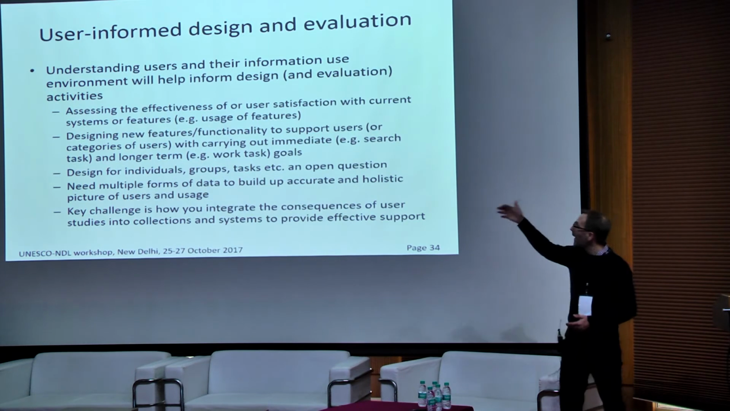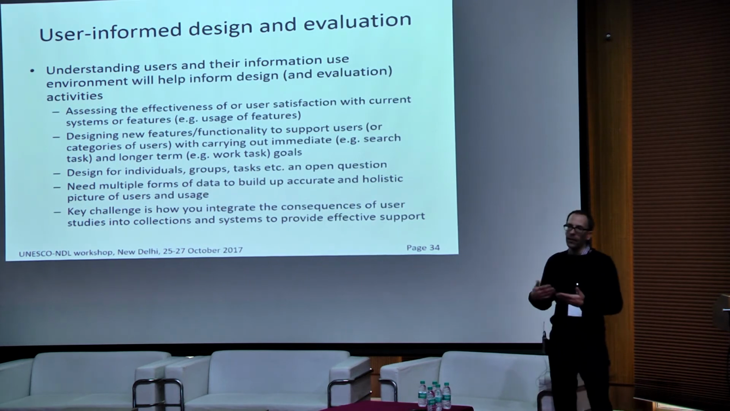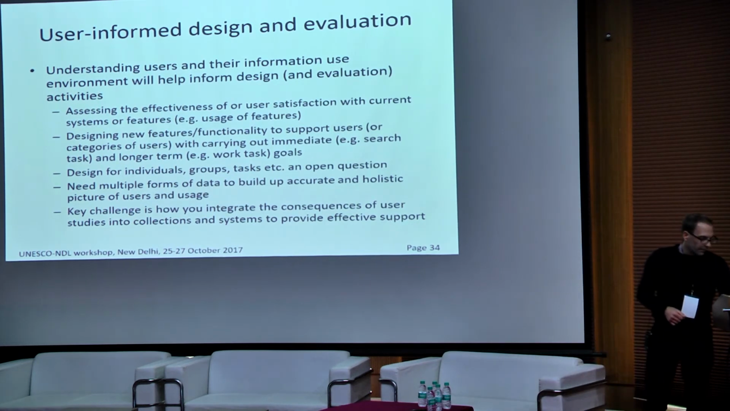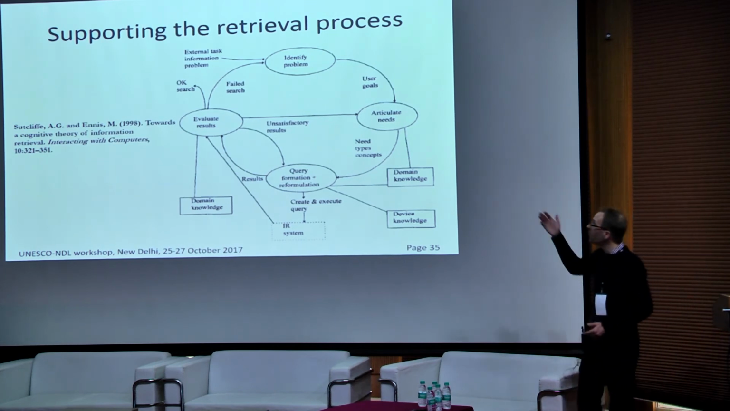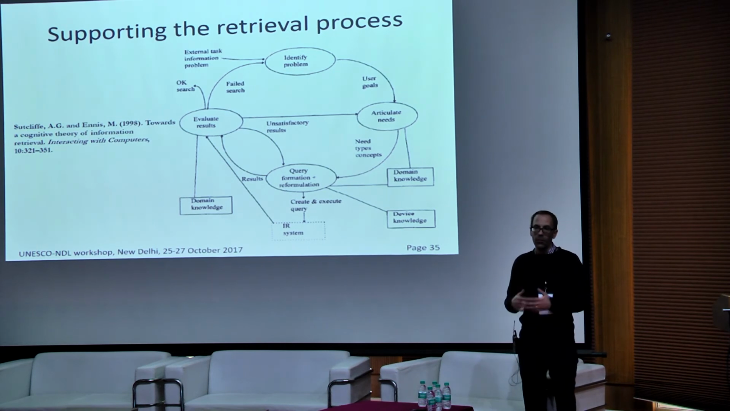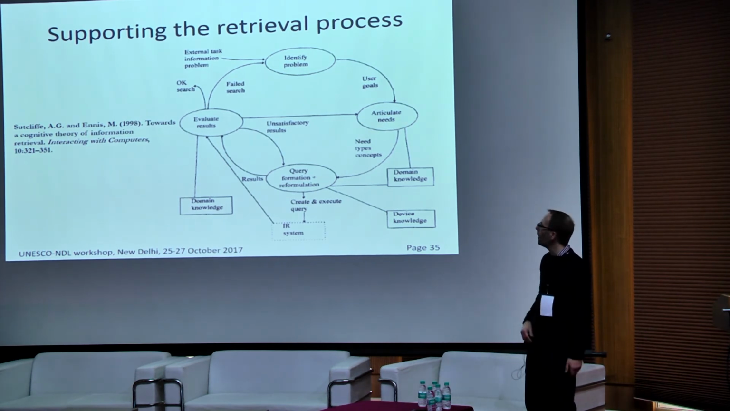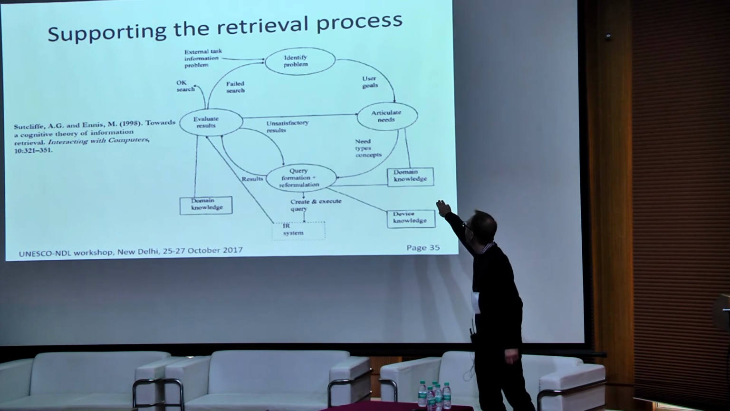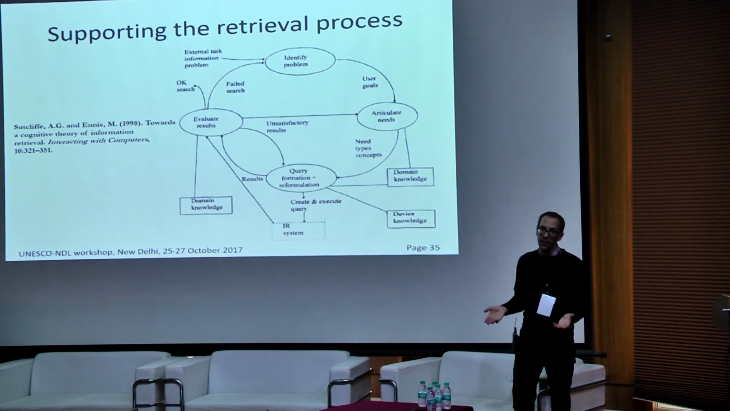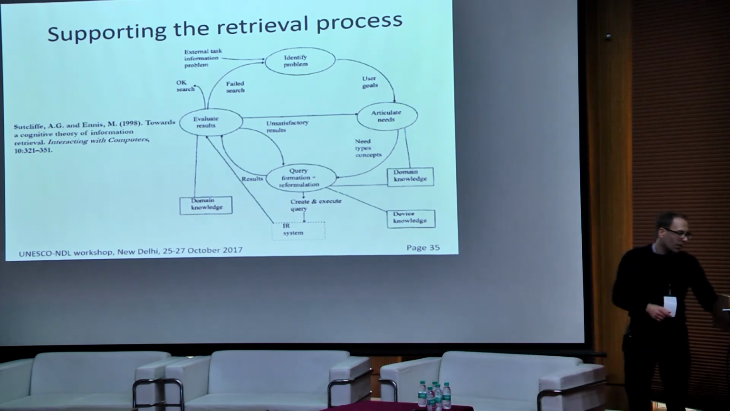User-informed design evaluation can help us build better systems to support the user. So we build features, functionalities, provide data, services, collections that help the user. In terms of how we integrate it, we need to understand how people search and information seeking. Here's one example of how people search, and we integrate this with what we know about users. For example, domain knowledge is really important when it comes to formulating your queries. That could be a sticking point for some people searching using a system like Europeana.